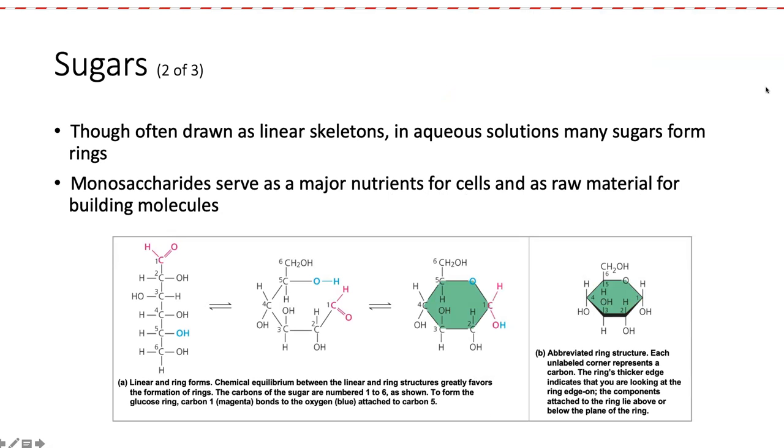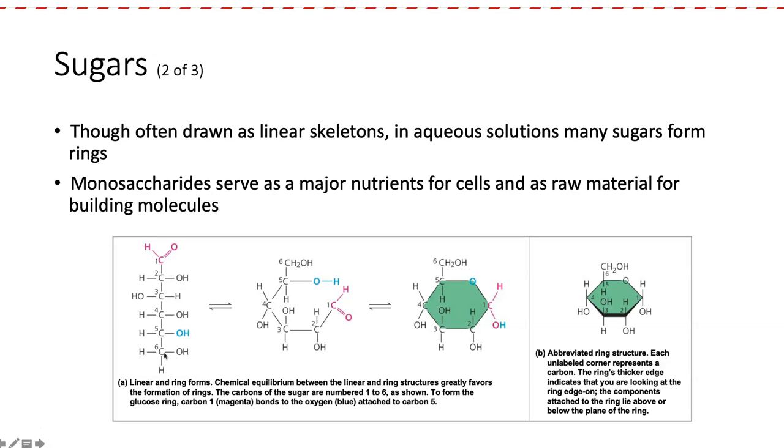Sugars are often drawn as lines or linear skeletons. But in water, in aqueous solutions, sugars tend to form ring structures. And a lot of the time, when we're showing you sugars, we are showing you them in the ring structure because for the most part, these are existing in living things. And of course, living things are filled with water. So here's what happens when we form the ring structure.